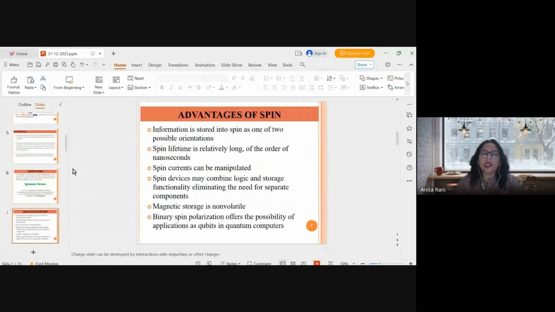What are the advantages of spin? In spintronic devices, information is stored in spin as one of two possible orientations, and spin lifetime is relatively long, of the order of nanoseconds. Spin current can be manipulated. Spin devices may combine logic and storage functionality, eliminating the need for separate components. Magnetic storage is non-volatile in nature. And binary spin polarization offers the possibility of application as qubits in quantum computers.